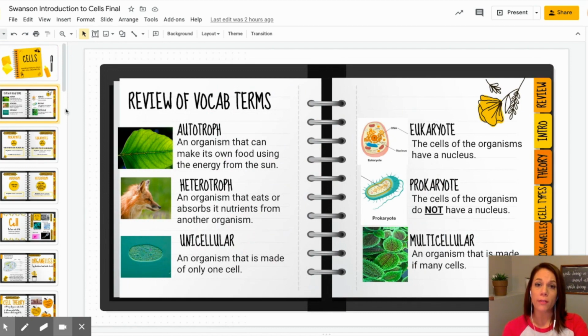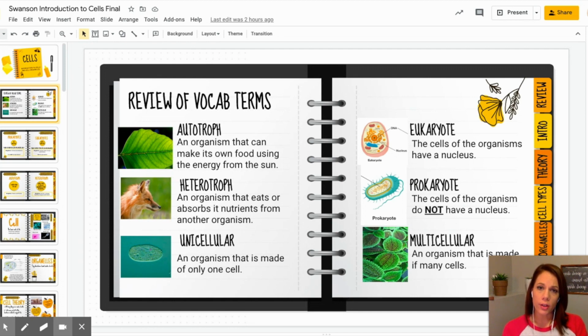These are terms that you have learned before, and it's important that you remember them or relearn them for this unit. So again, an autotroph is an organism that can make its own food using the sunlight for energy. A lot of times we think of plants as autotrophs. A heterotroph is an organism that cannot do this, and it has to find, eat, hunt, or absorb its energy from somewhere else. It can't do it on its own.